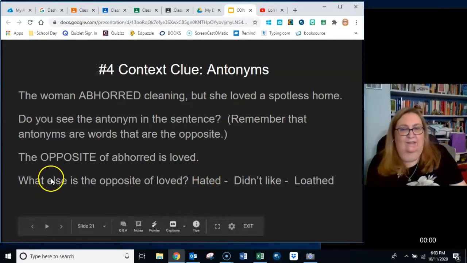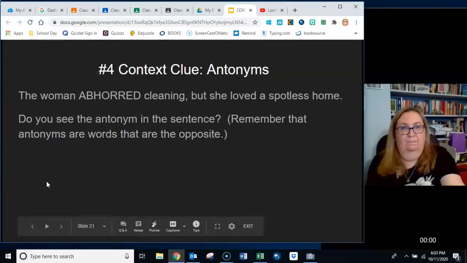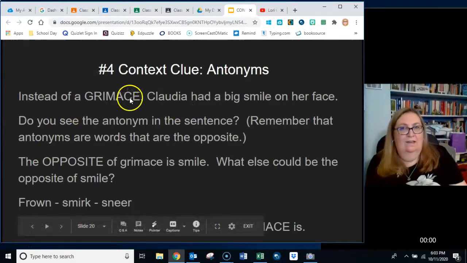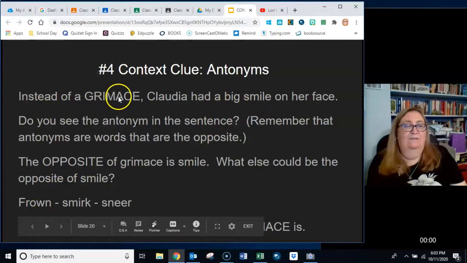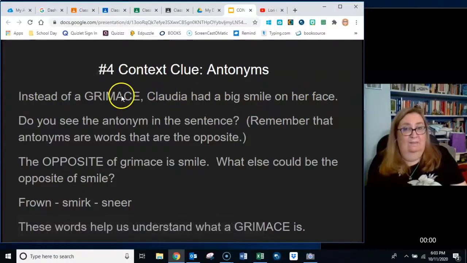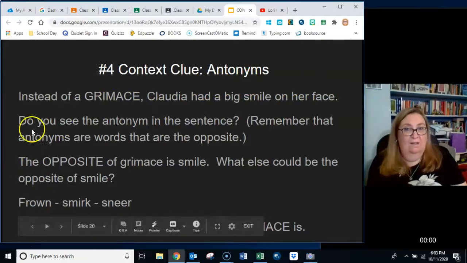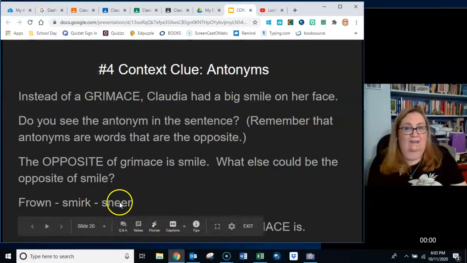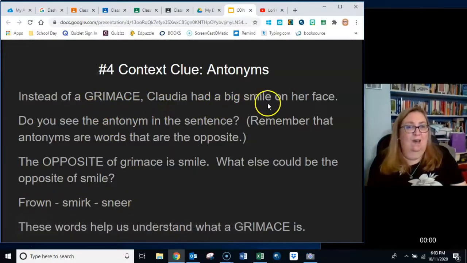Let's go back and look at the sentence we looked at previously. I just want to make sure we're understanding this. The opposite of grimace is a smile, so we said it could be a frown. So instead of a frown, Claudia had a big smile on her face. So the meaning of grimace could be a frown. Instead of a smirk, she had a big smile. Instead of a sneer, she had a big smile. Grimace could mean any of these things. Grimace is the opposite of smile.